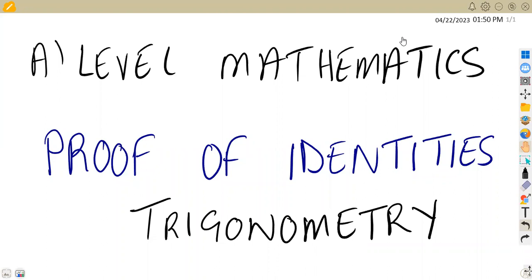In this case, we are going to continue on our trigonometry. We talked about this a long time ago, but we are on the part of proof of identities. So make sure that you watch other videos on the basic introduction of trigonometry for A-level, so that we can be able to prove these together.